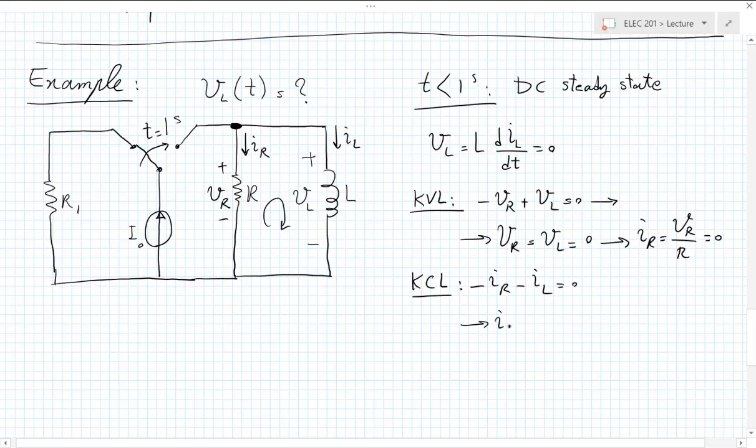So IL happens to be minus IR, which happens to be 0. So there's a full solution of everything there. And of course, the current I naught is circulating in the resistor R1 on the left-hand side.